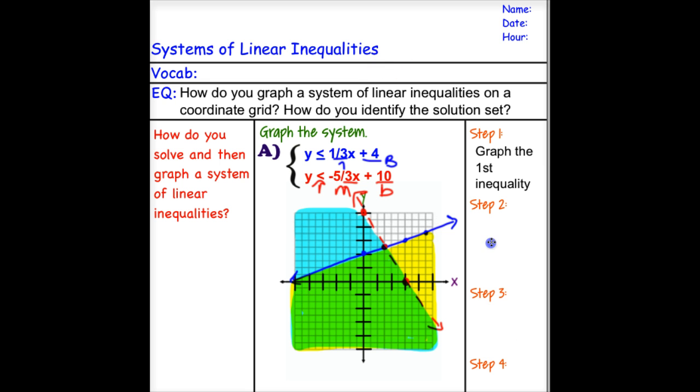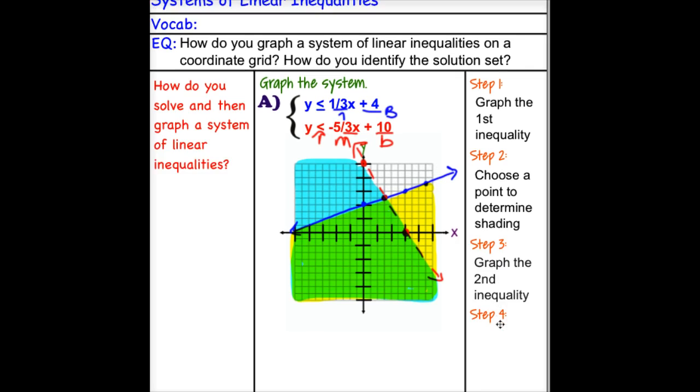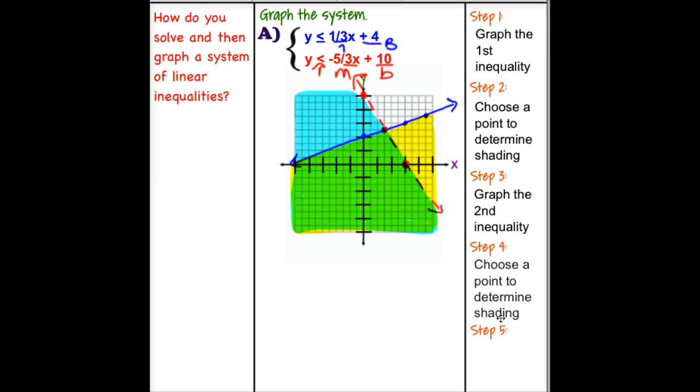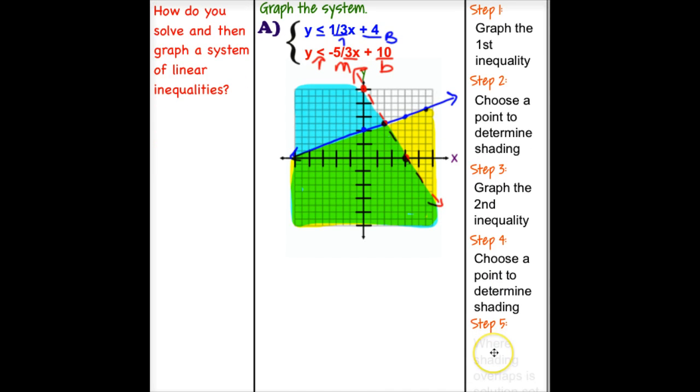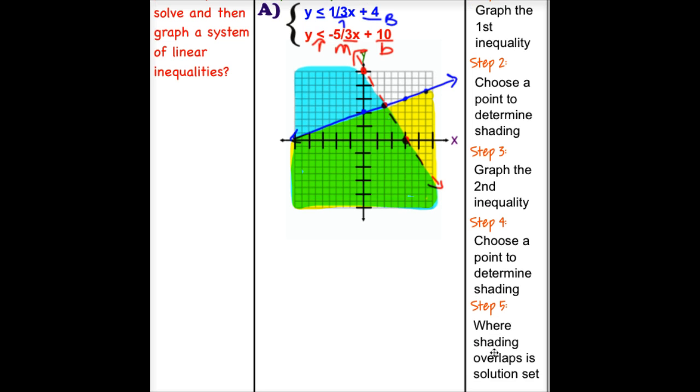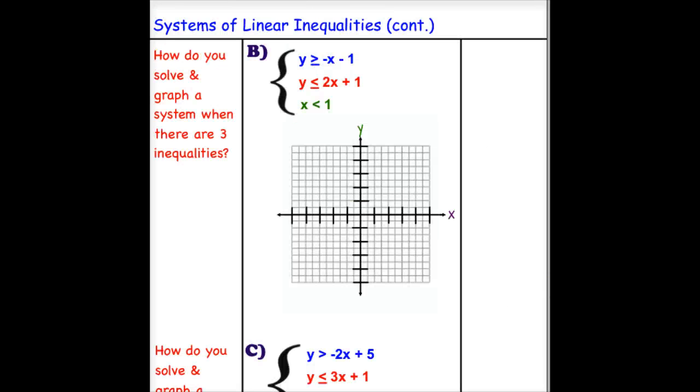So we've graphed the first inequality and chose a point to determine shading. Then we graphed the second inequality and chose a point to determine shading. And then finally, where the shading overlaps is our solution set. So our solution set is going to be that green area. And if you want to then erase the blue and the yellow, if you're using Notability, please feel free to do so.